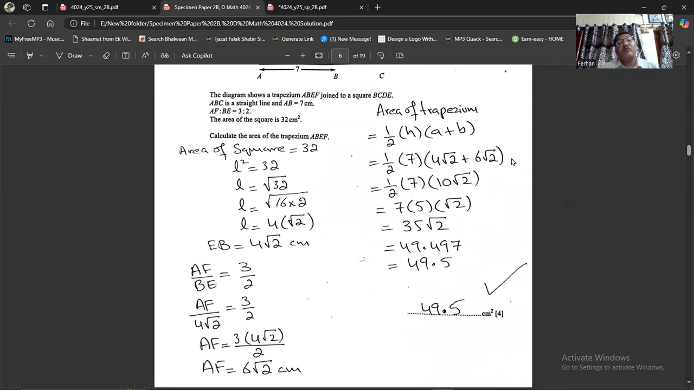So 1/2 into 7 into 10 into under root 2. So 5 multiply 7, 7 multiply 5 multiply under root 2, and that's 35 under root 2, that is 49.497. That is approximately 49.5. Instead of writing it in this third form, you can write this in the decimal form also. That will become much easier.